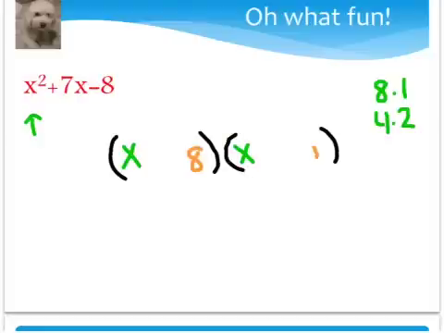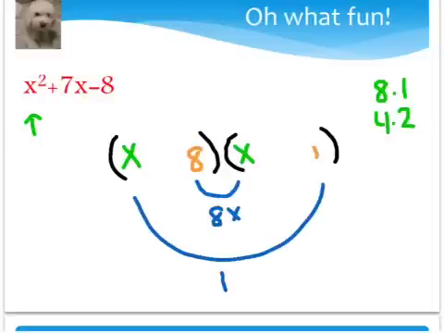Now I have to decide. Different signs, biggest product positive. I'm going to check my inners and outers. I got 8x and I got 1x. My 8x is bigger, therefore the plus sign has to go in front of the 8. So remember, different signs, biggest product positive. My biggest product here, my inners, gets that positive sign right there.